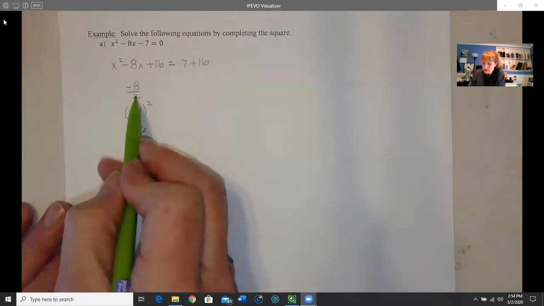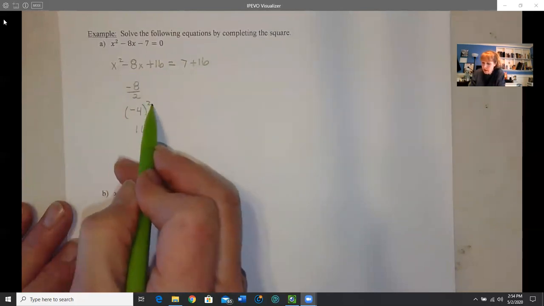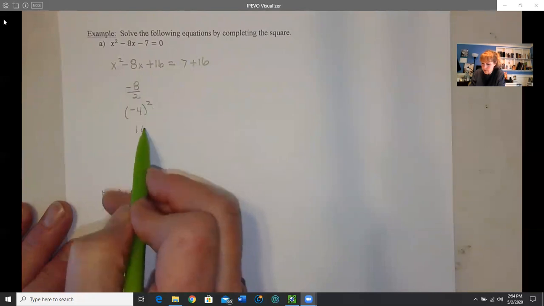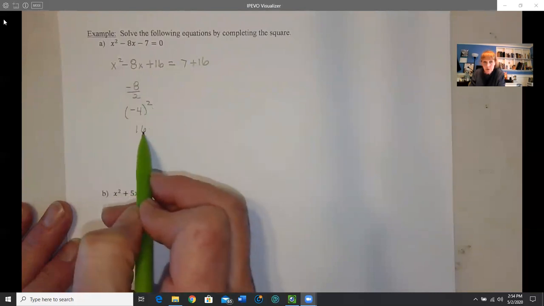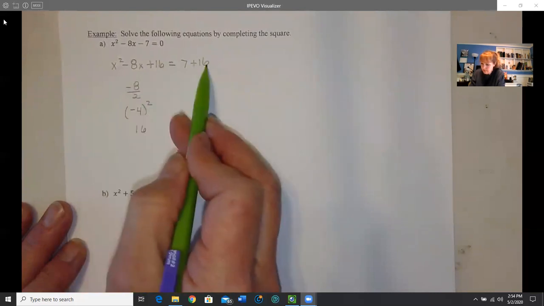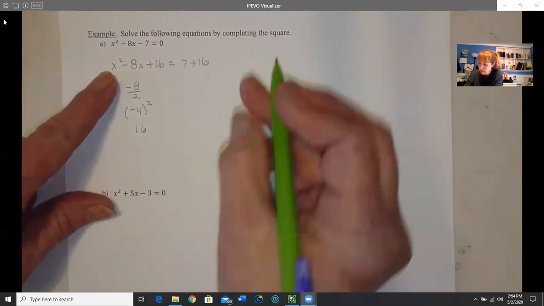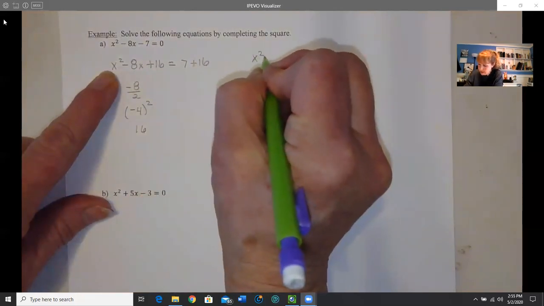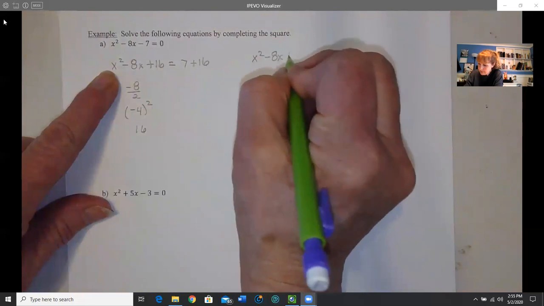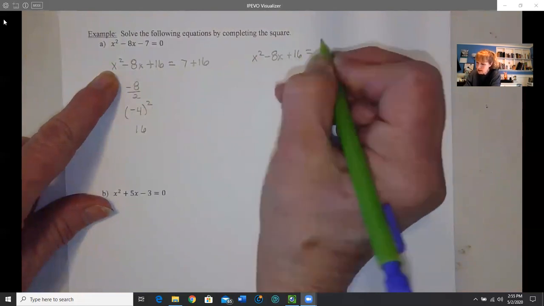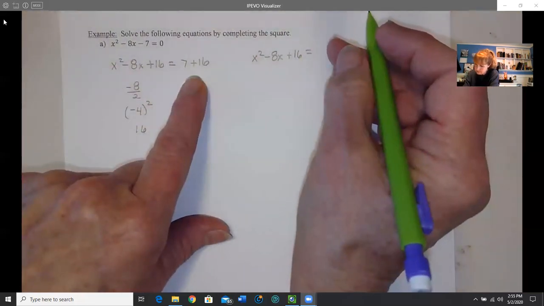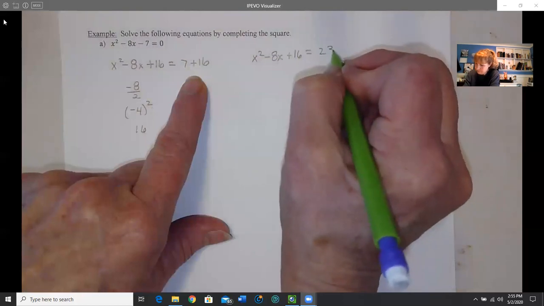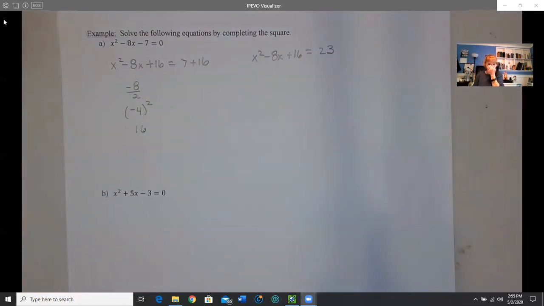So we divided by 2. We squared it. It'll always be positive because we're squaring. And that's what you add to both sides. So we end up with x squared minus 8x plus 16 equaling, let's see, 23. 7 plus 16 is 23.